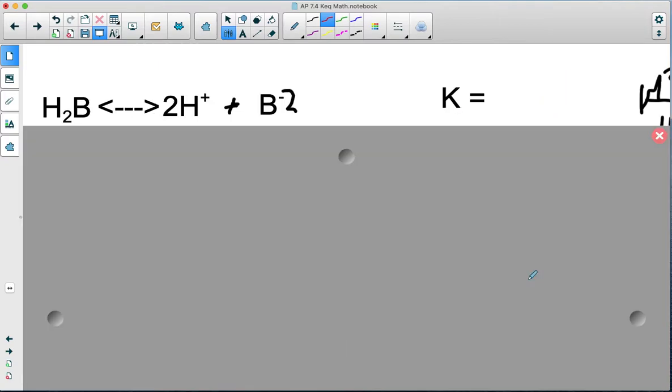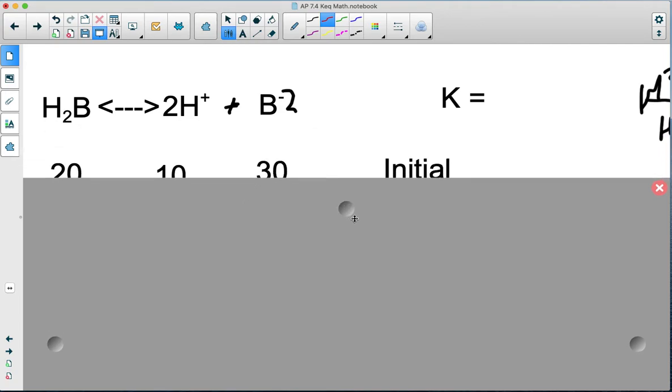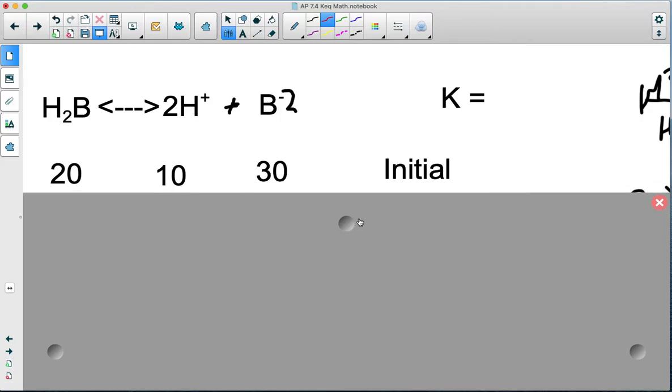Here's a reaction with a little bit more going on in terms of coefficients. Okay, we have H2B. 2B or not 2B, okay? Making 2 H pluses and a B2 minus. Smile and nod, write that down. Here are your initial conditions, 10, 20, and 30.